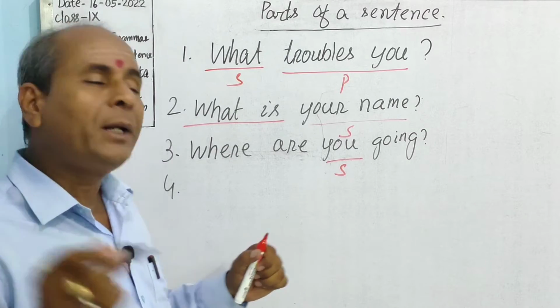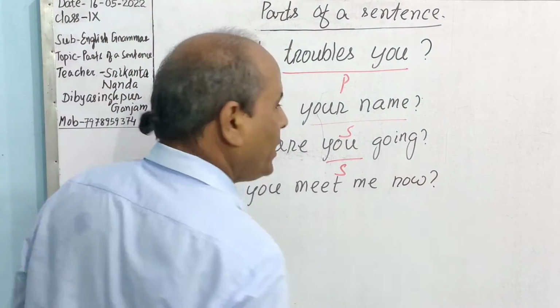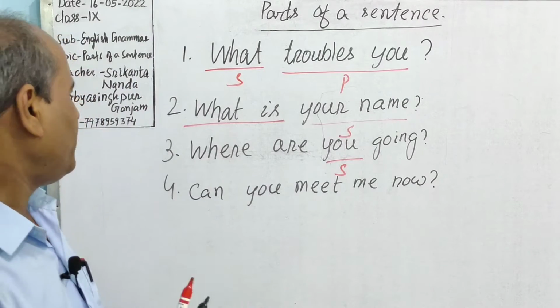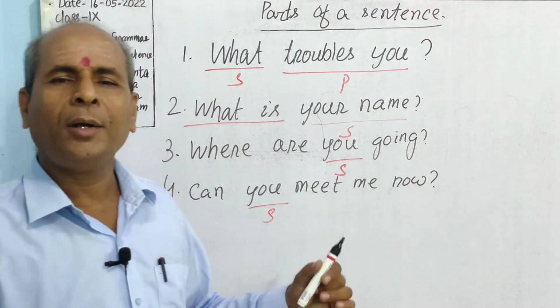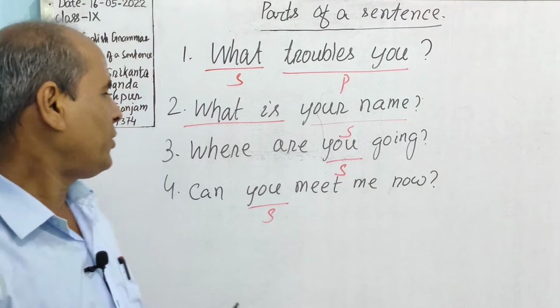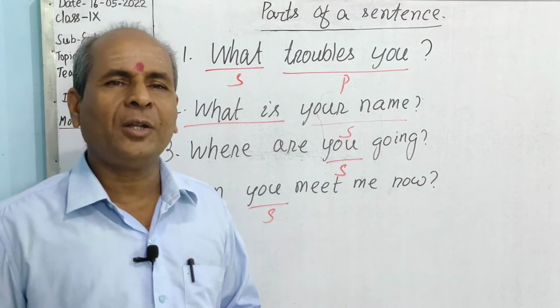Can you meet me now? Yes. Similarly, you is the subject. You is the subject and can meet me now is the predicate part. Next, we will take another example.